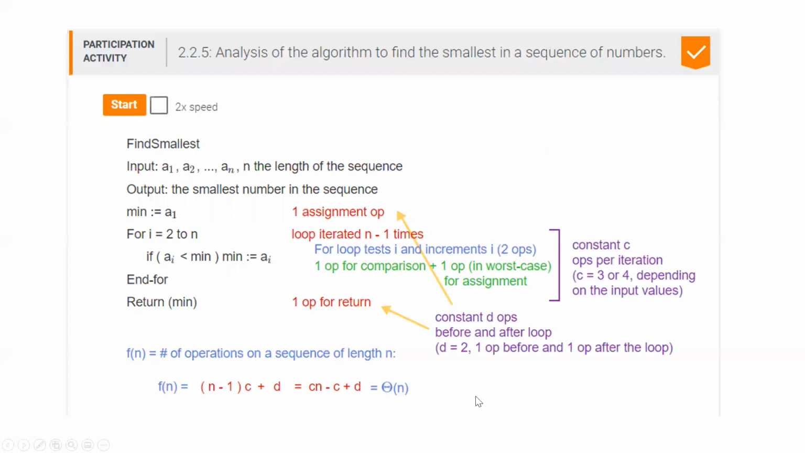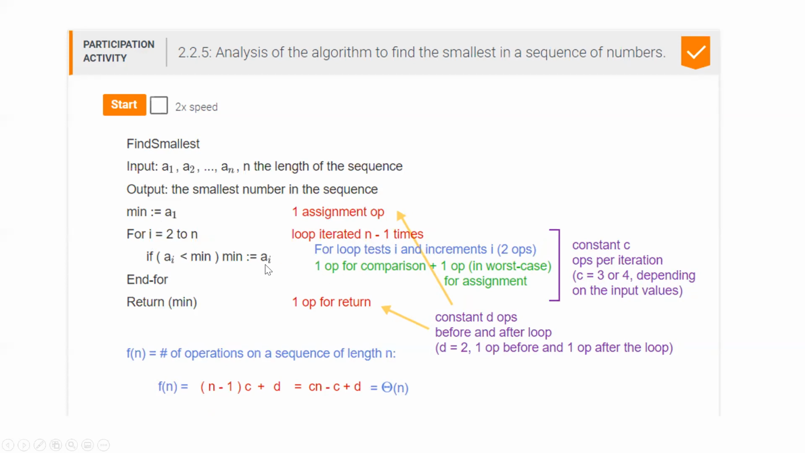Okay, here's another one. Here's a loop. We've got a sequence of numbers, and it's outputting the smallest number in the sequence. You could look through to see if that's really doing that, but that is what it's doing. So this first one is one operation. And then for the loop, we iterate n minus 1 times because it's going from 2 to n, not 1 to n. So we subtract 1 from n, n minus 1 times.